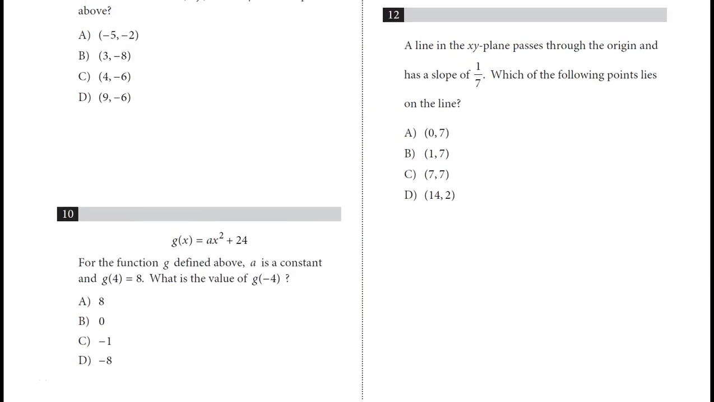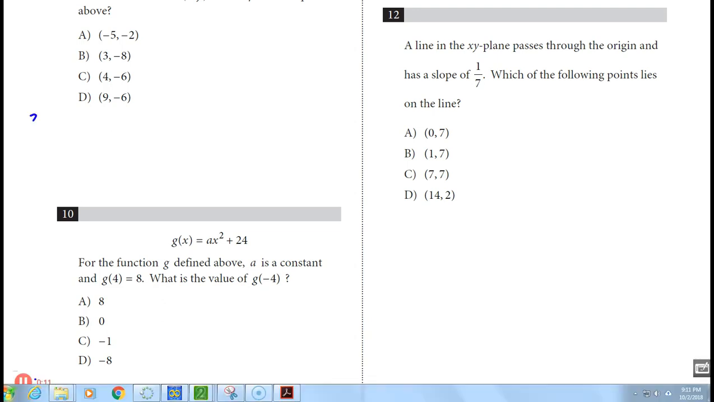All right, number 12. A line in the xy plane passes through the origin, has a slope of 1/7. Which of the following points lies on the line? So, I'm thinking right away I might want to graph this one, just to have an idea of what's going on.